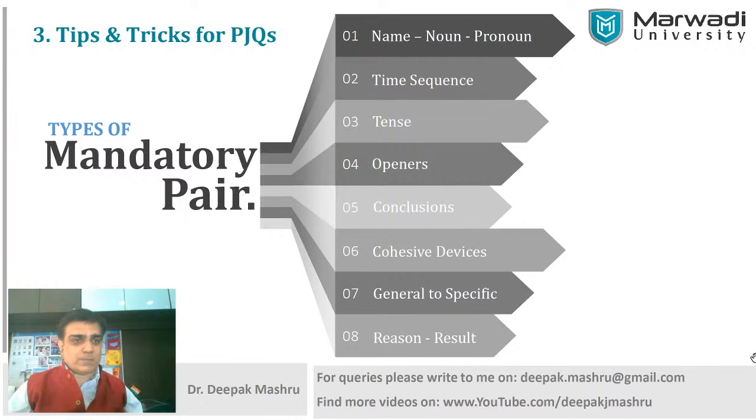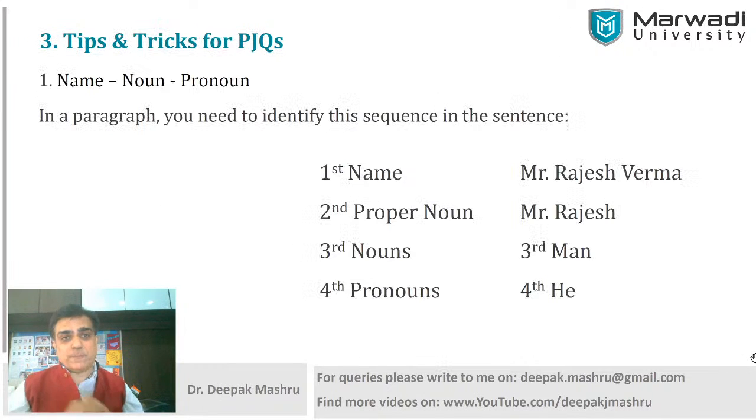So look at this. These are 8 things. If you look from top to bottom, you'll get to know that there are things like name, time sequence, tenses, openers, conclusions, coercive devices, general to specific, result and result. These are the 8 different things that we need to look into, or these are the 8 different tricks for finding a mandatory pair. And if you can find out a mandatory pair, believe me, your job is done for parajumble questions up to 90%. Fine.